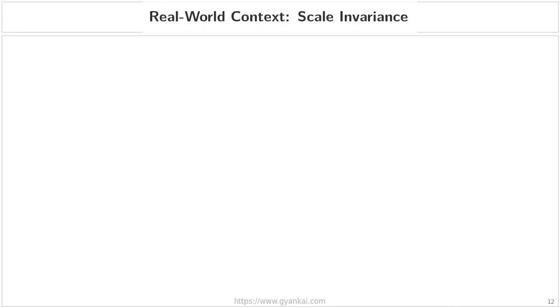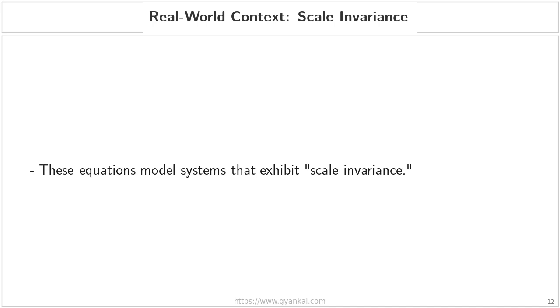Real-world context, scale invariance. Now that we have mastered the algebraic steps of solving these equations, let's take a moment to step back and look at why this mathematical technique actually matters in the real world. You might be wondering, why do we care about equations that can be simplified by looking at ratios? The answer lies in a concept called scale invariance. When we say a system exhibits scale invariance, we mean that the fundamental behavior of the system doesn't change just because you change the scale or the size of the objects involved.